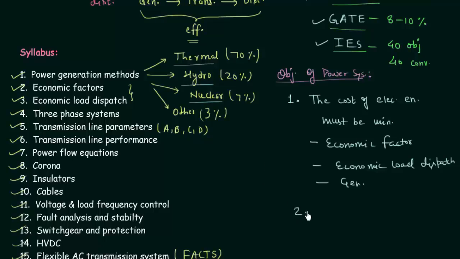The second objective is we want to supply rated voltage and frequency to the consumers. So rated voltage and frequency we want to supply to the consumers, and for this we will study voltage control and load frequency control. This is a very important topic, and in the syllabus you can see the 11th point, voltage and load frequency control.